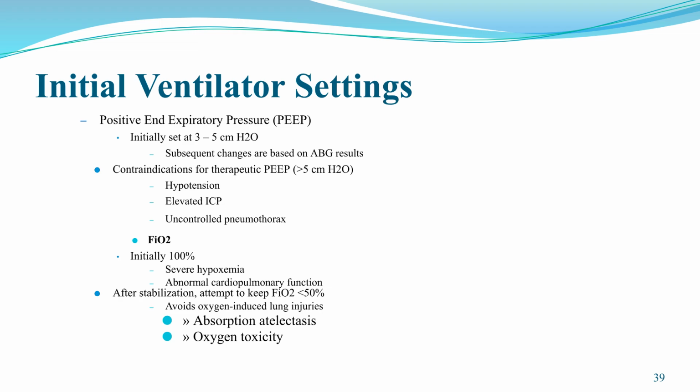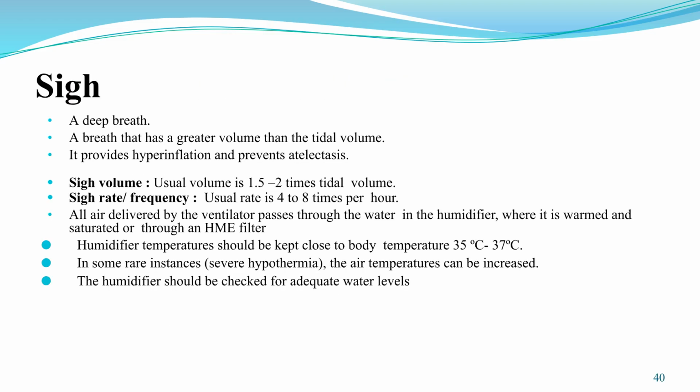FiO2 is initially 100%, then kept below 50% after stabilization to avoid oxygen-induced lung injuries like absorption atelectasis and oxygen toxicity. A sigh is a deep breath with a volume greater than the tidal volume, used to prevent atelectasis. Sigh volume is typically 1.5 to 2 times the tidal volume, administered 4 to 8 times per hour. Ventilator air must be warmed and humidified, with humidifier temperatures kept close to body temperature.